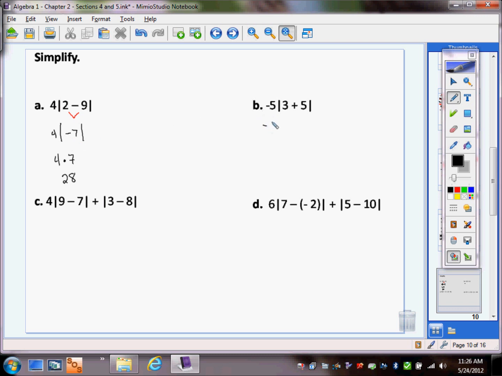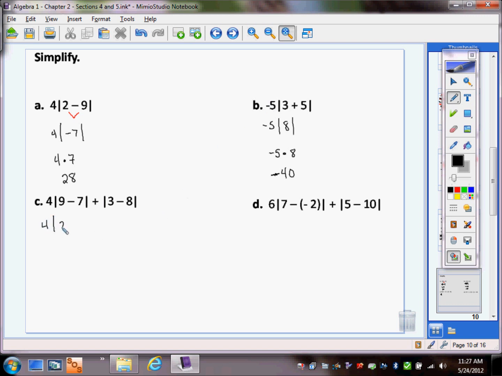So here I have -5 times the absolute value of 3 plus 5, so that's 8. The absolute value of 8 is just 8. So I have -5 times 8, so I have -40. Now you can get negatives if there's an absolute value in the problem, but only if the negative's outside. Right here, this negative is outside, so it's not affected.